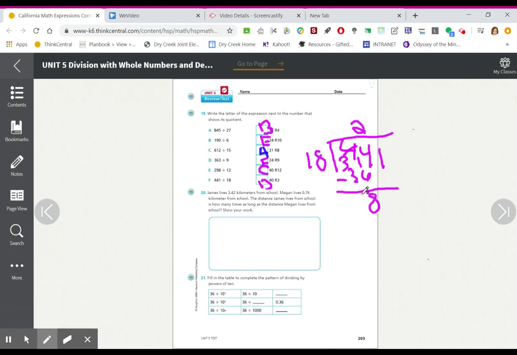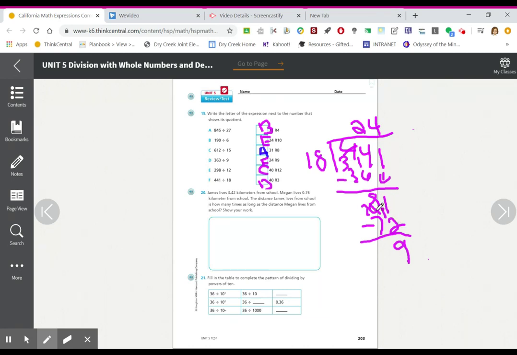And so 44 take away 36, I got 4, take away 6, I can't do, I got to borrow, that becomes a 3, that becomes a 14, 14 take away 6 is 8, 8 is less than 18, so I did that right. I can bring down my 1, 18 goes into 81 4 times, 18 times 4 is 72, and now I have 81 take away 72, I have 1, I can't take away 2, I got to borrow.